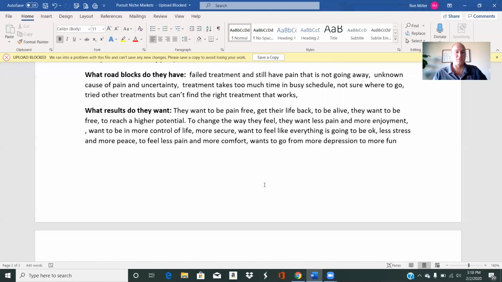They want to be in control of their life. They want to be more secure. They want to feel like everything is going to be okay. They want to have less stress and more peace. They want to feel less pain and more comfort. They want to go from depression to having more fun. Again, this is highlighting people that may be in complex cases.